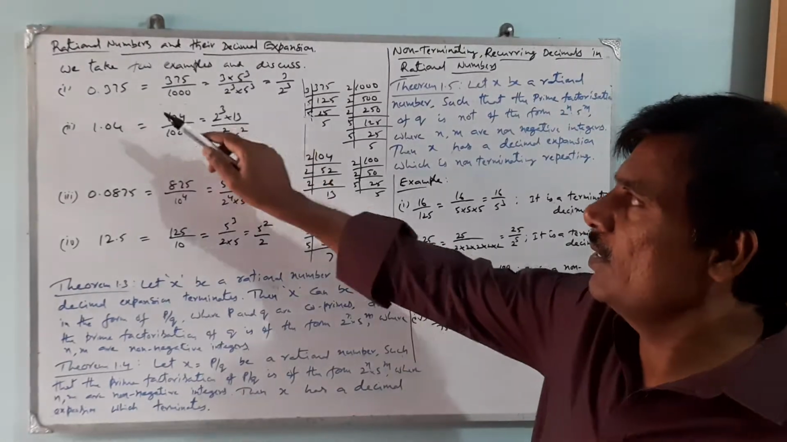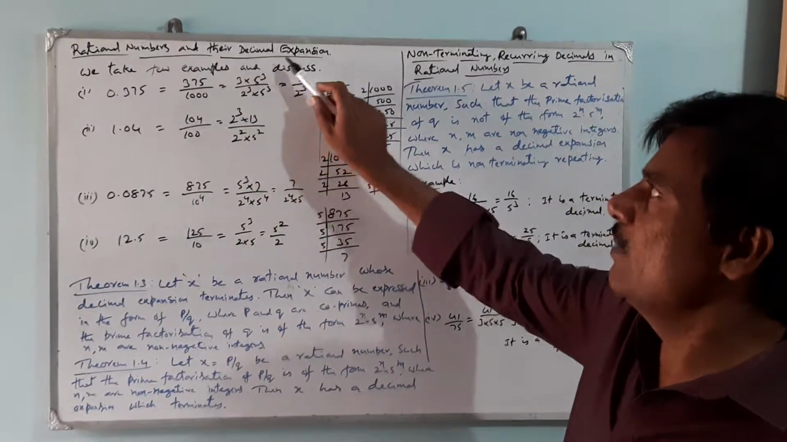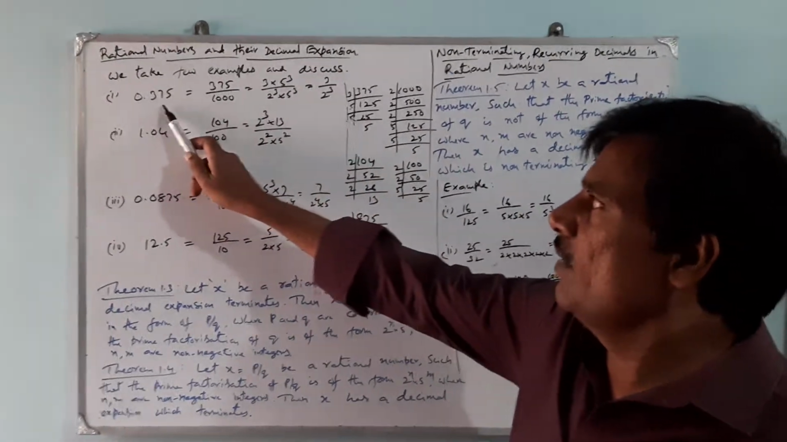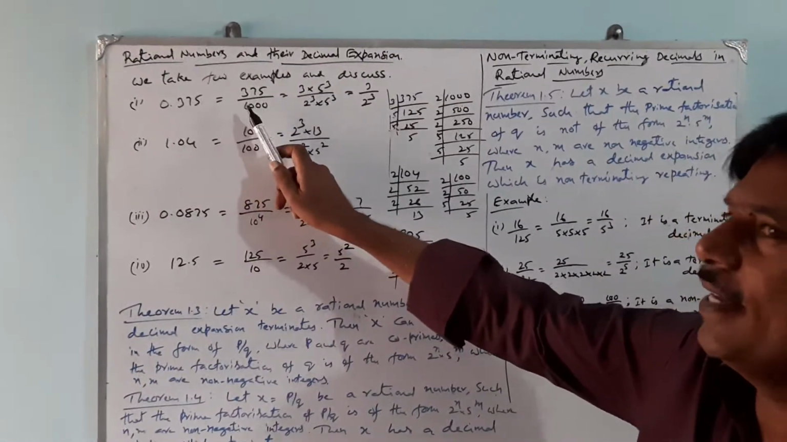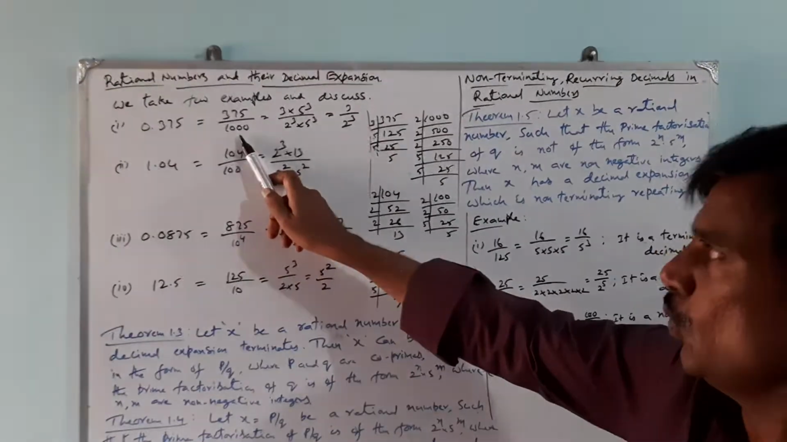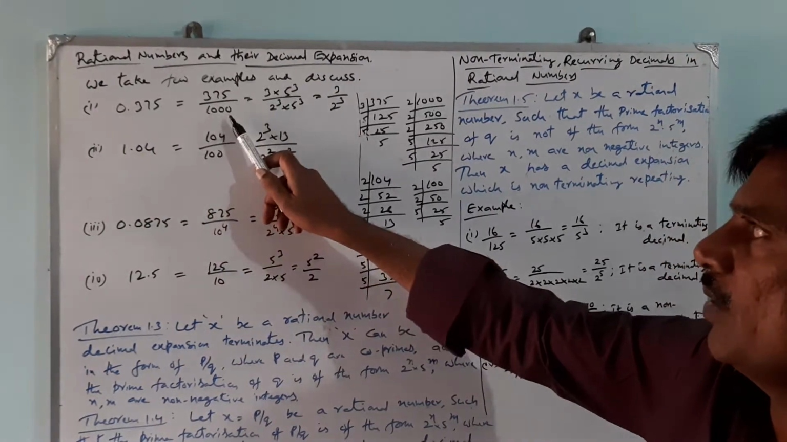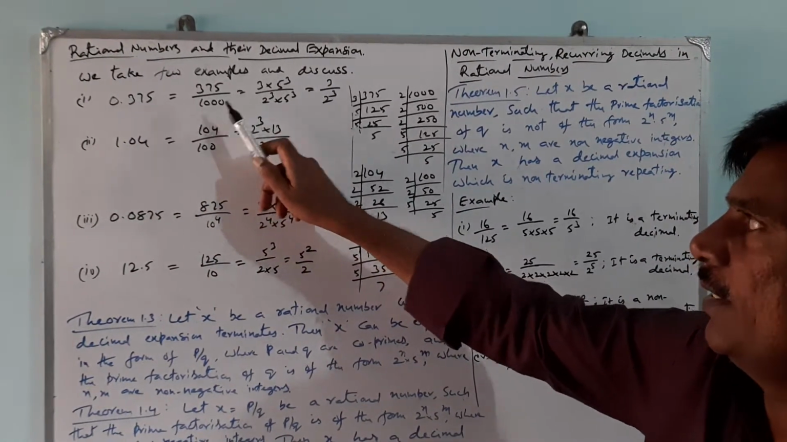In this topic, we discuss rational numbers and their decimal expansion. We take some examples. 0.375 can be written as 375 by 1000 because there are three decimal places. So we have to write 10 cubed, which means 1000.